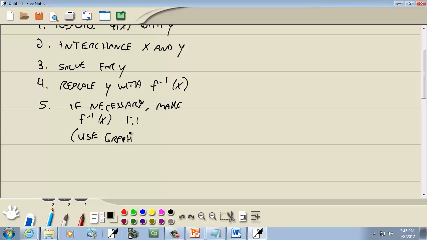Okay, so step 5. If necessary, make our inverse function 1-to-1. Use graph if necessary. Just use graph.